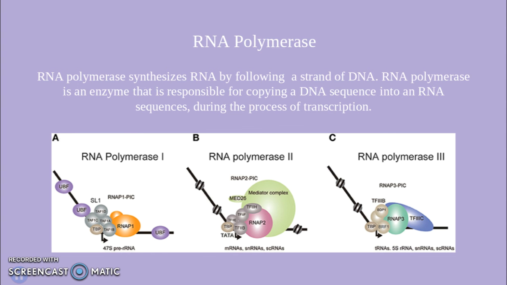And now RNA polymerase synthesizes RNA by following a strand of DNA. RNA polymerase is an enzyme that is responsible for copying a DNA sequence into an RNA sequence during the process of transcription. Now, as I said earlier a couple slides back, RNA polymerase actually is what makes the RNA. It follows that DNA strand and it transcribes everything on those codons from our original DNA strand to create that RNA.